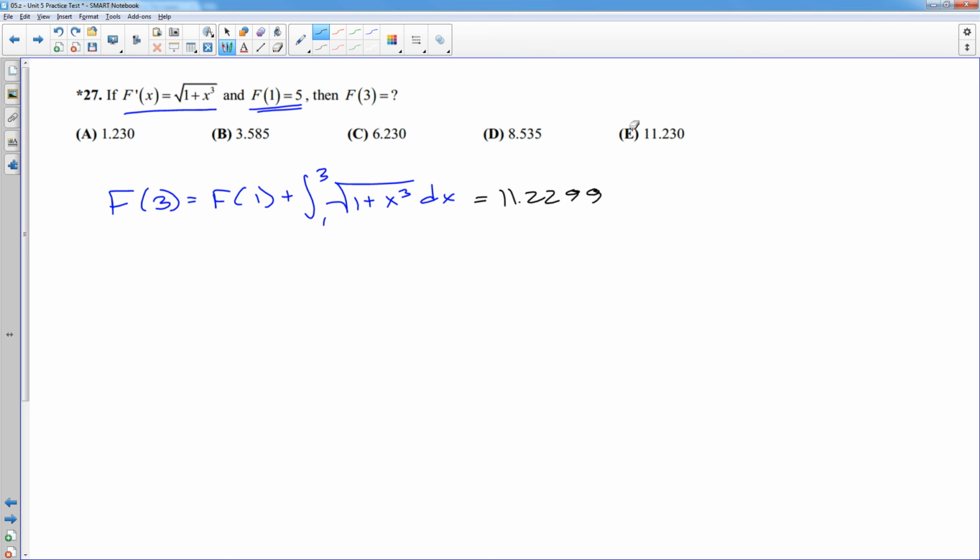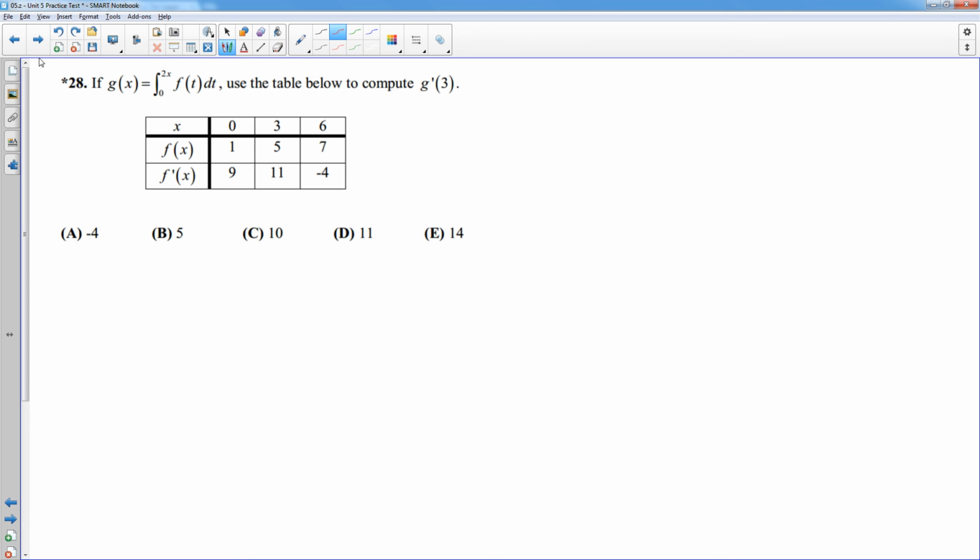One of the most common mistakes people will make on these is they'll forget to add the f of 1. f of 1 was 5. And notice that if you did not add that 5, they do have the option for that very common mistake.